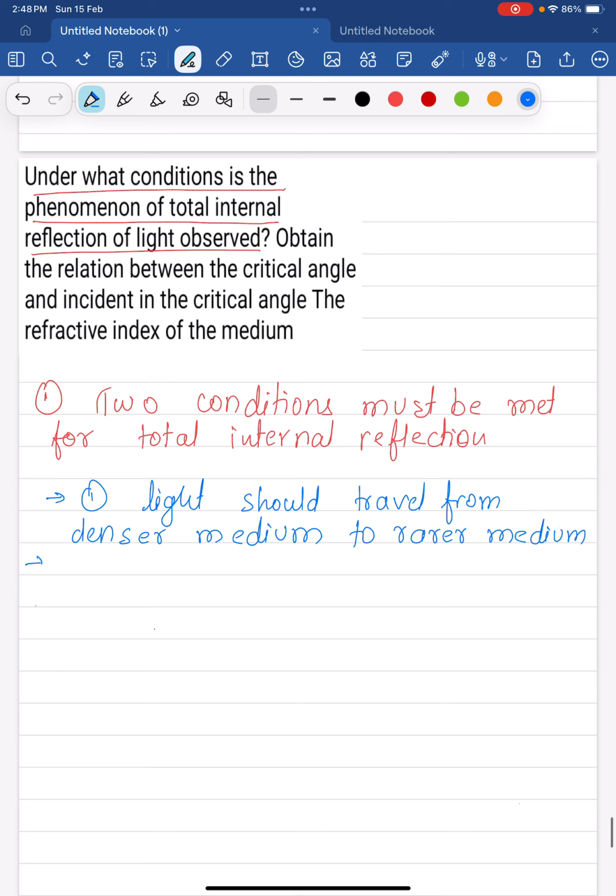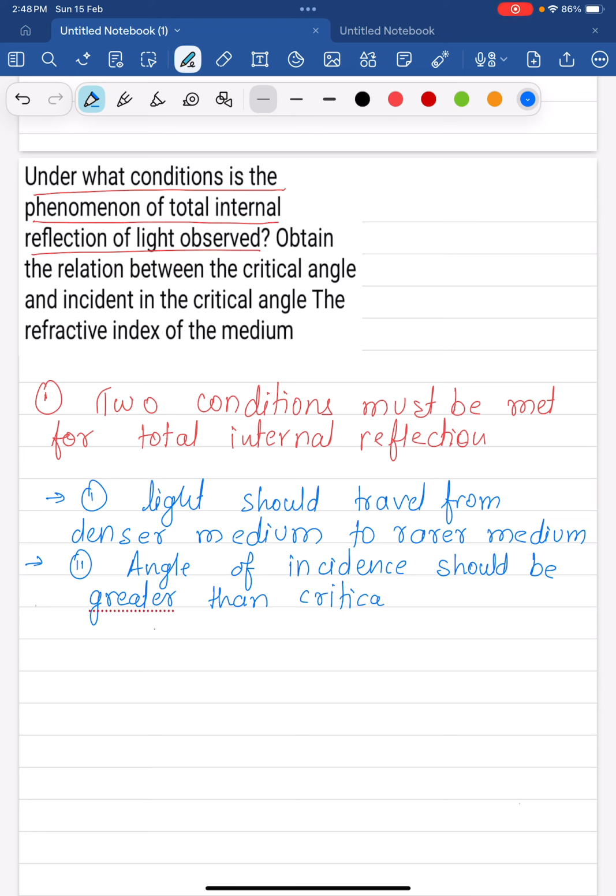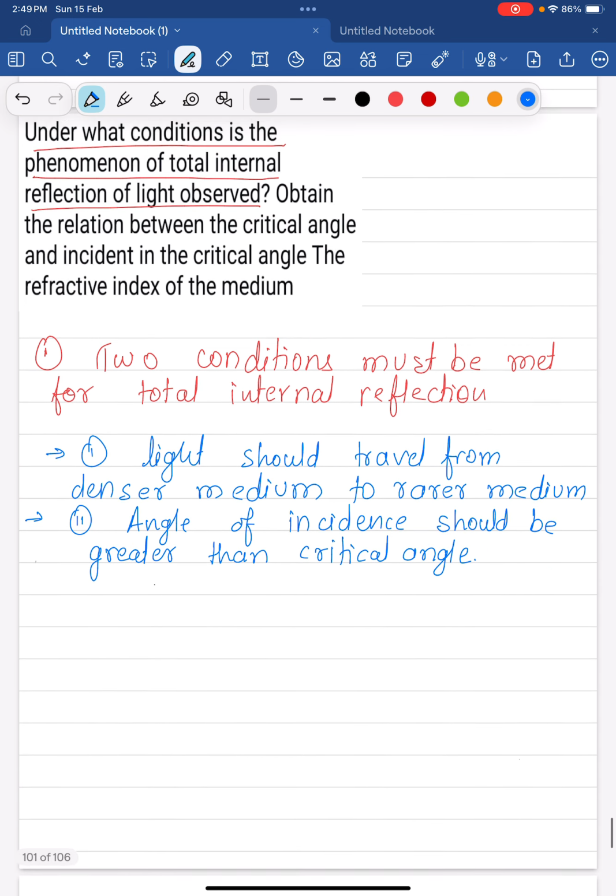And second condition is angle of incidence should be greater than critical angle. Okay, that is done.